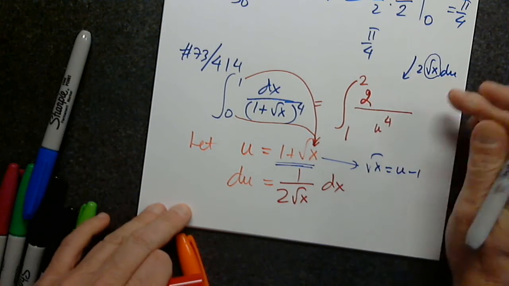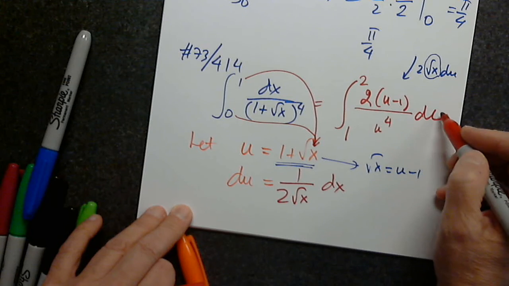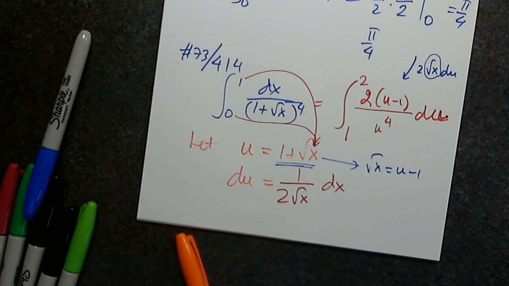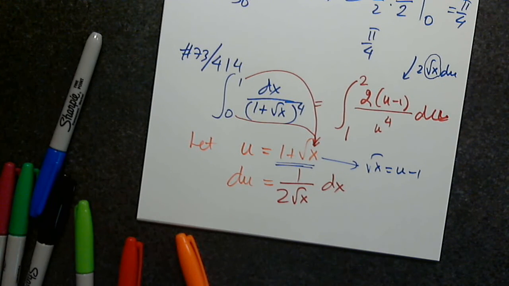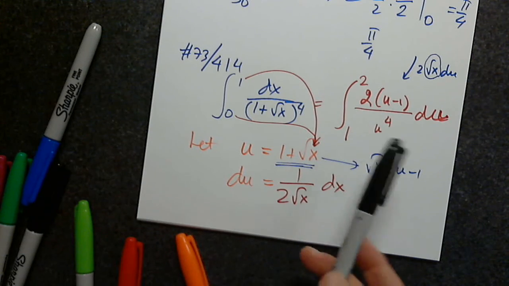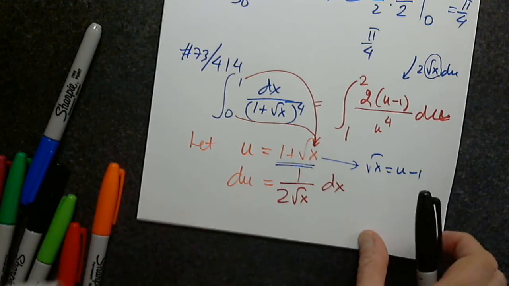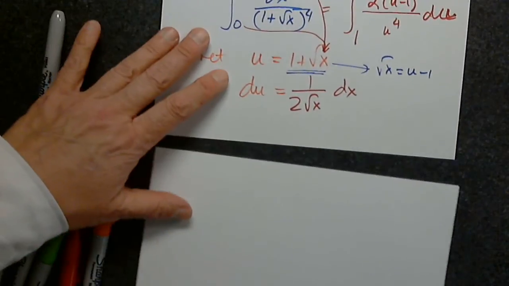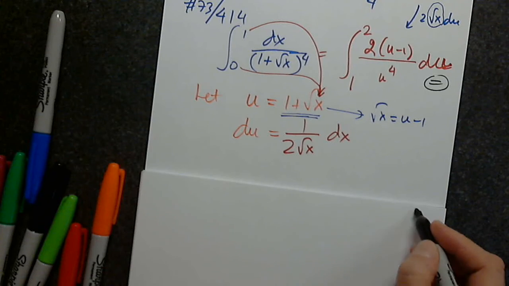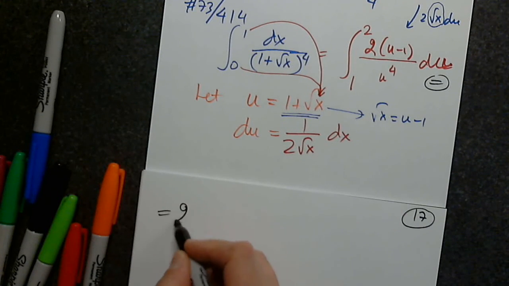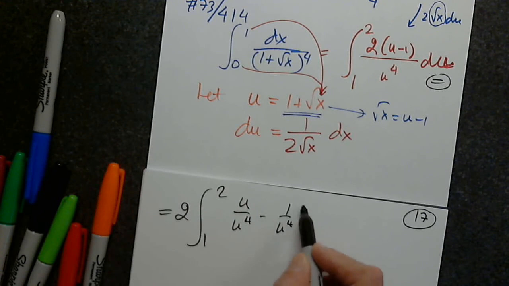So I copy the 2. I copy the square root of x as u minus 1 and du as du. Now I will move 2 in front, and I have to separate the fraction into 2 fractions because I can't solve this. Any questions so far? 2 times the integral from 1 to 2 of u over u to the 4th minus 1 over u to the 4th du.